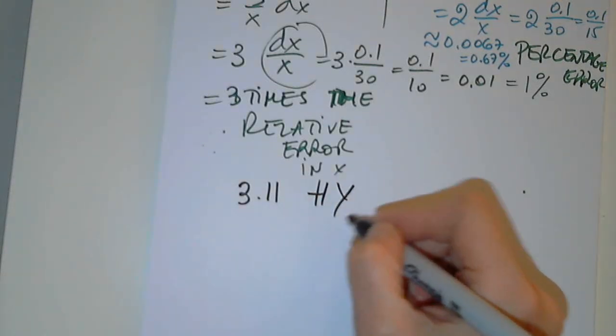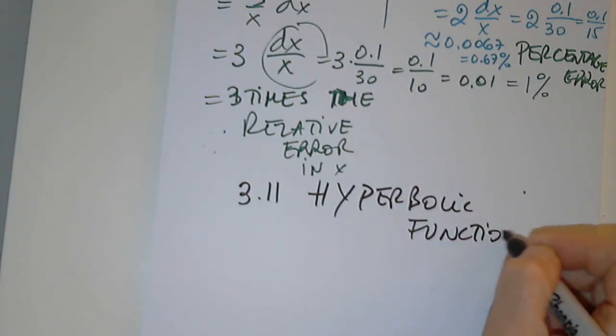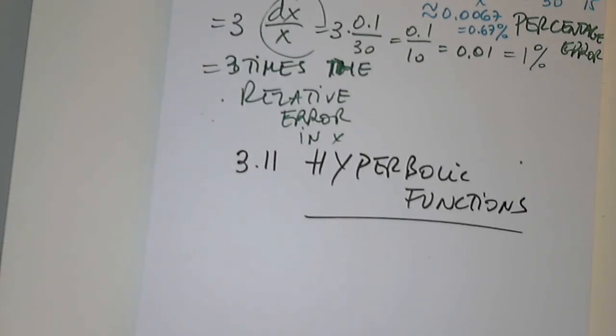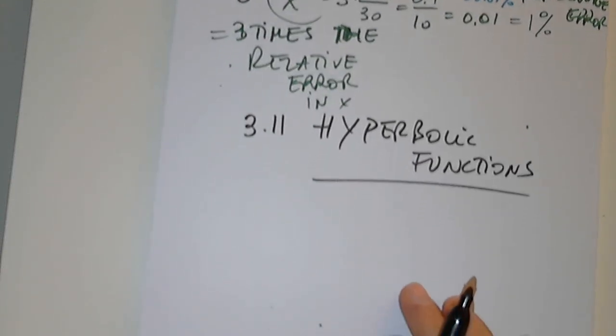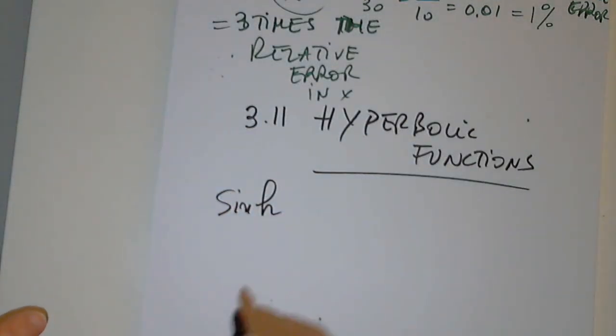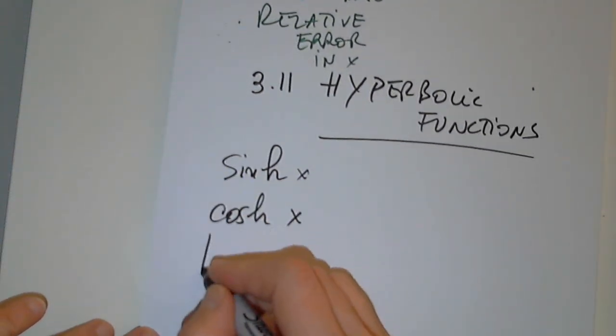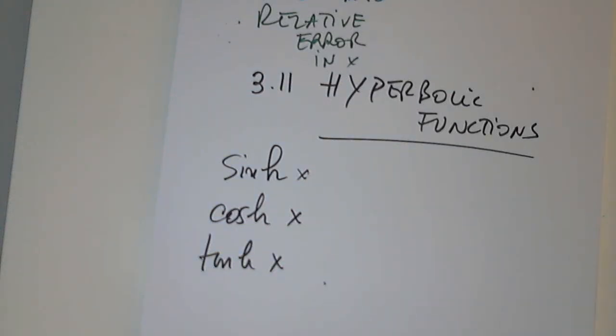They are called hyperbolic functions. They are not trig functions. However, they are called hyperbolic sine, hyperbolic cosine, and hyperbolic tangent, but they're not trig functions. So first of all, let's define them. Just 3. There are 6, of course. Hyperbolic sine, hyperbolic cosine, and hyperbolic tangent.